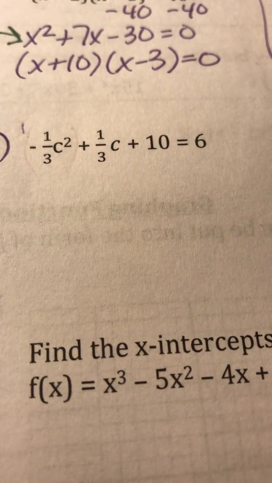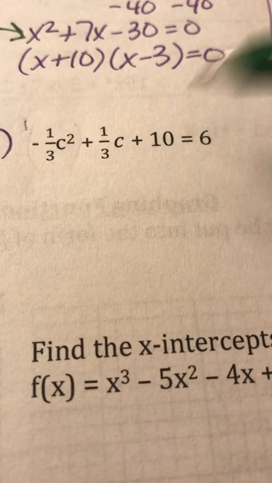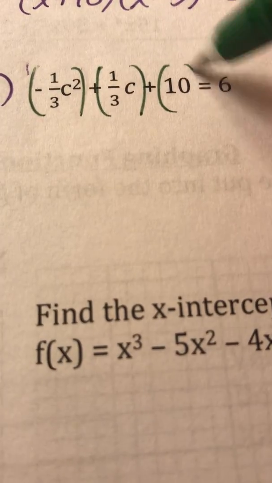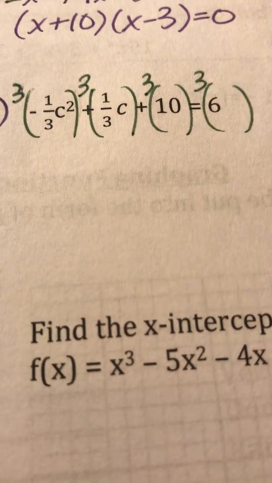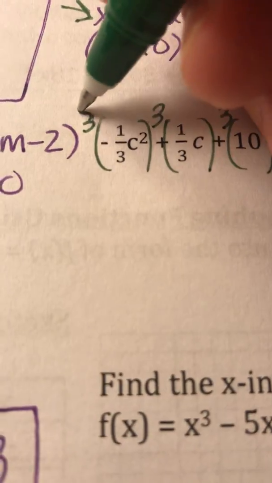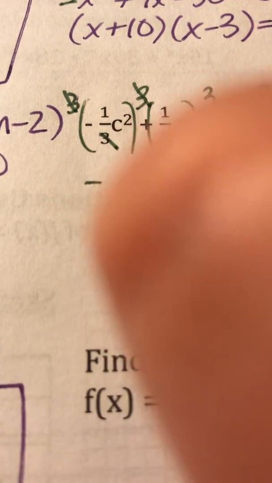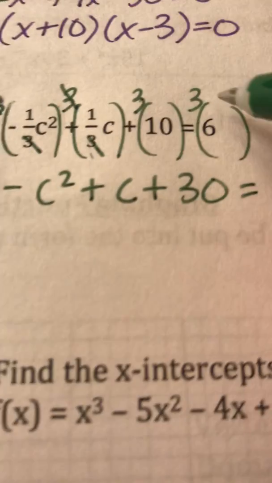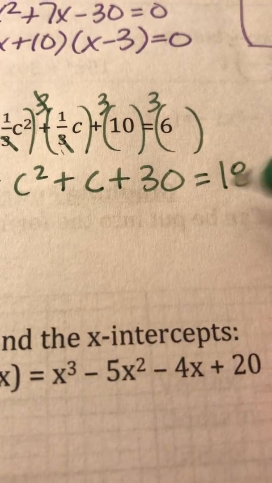Couple things here. First of all, I noticed that there's a 3 denominator on both of those. The first thing that I want to do is multiply everything through by 3, because automatically I'll simplify there, I'll simplify there. So now here I have negative c squared plus c plus, well, 3 times 10, 30, equals 3 times 6, 18. Now I'm going to get everything to one side.